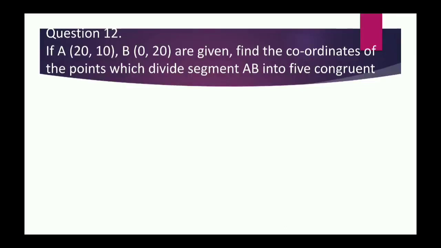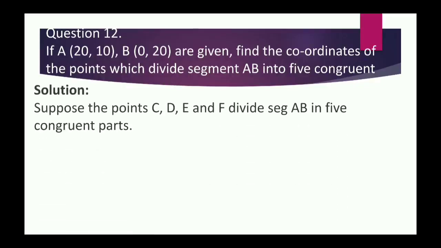So here this is question number 12. As the teacher said, this is dividing into 5 segments. I will solve a little, then you understand and do it by yourself. So A is (20, 10), B is (0, 20) are given. Find the coordinates of the points which divide the segment AB into 5 congruent parts. How many? 5 congruent parts.